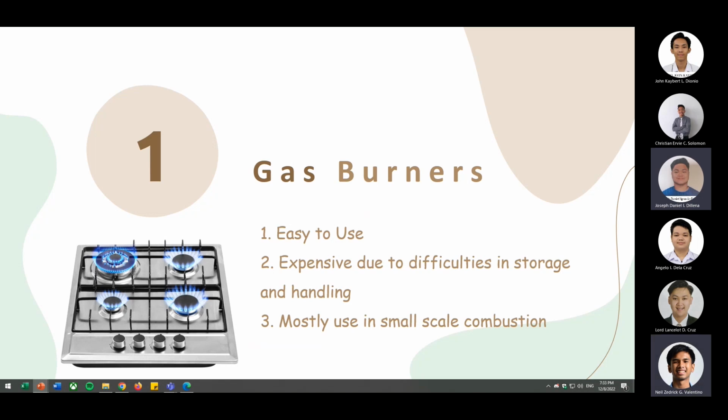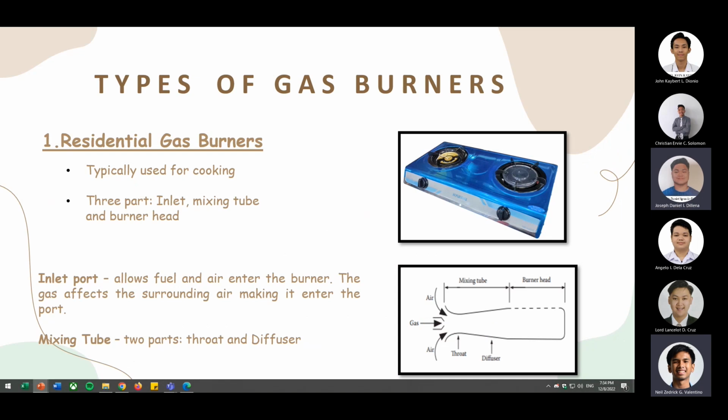And mahal siya kung ikukumpara sa iba since mahirap i-store and i-handle ang mga gaseous elements natin like air, hydrogen, mga gano'n. Since konting singaw lang or impact sa container nito, puwede na siyang mag-combust agad kasi mabilis nga siyang maghalo sa air, which is kailangan niya sa combustion. So, unang type ng gas burners, next slide please, is yung tinatawag nating residential gas burners, or yung mga ginagamit natin sa pagluluto, yun yun.